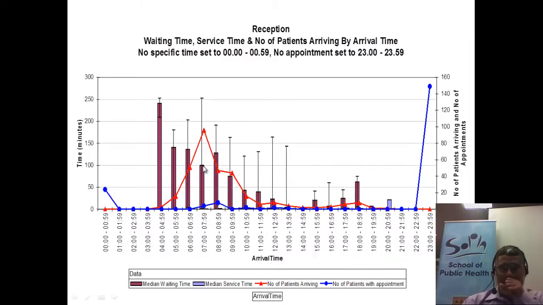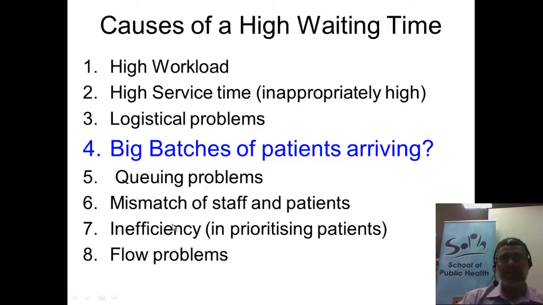So you'll see here the median waiting time was 100 minutes. The median waiting time here was 130 minutes. So if you take this 130 and put it on top of 100, you would get 230. And you can see the bar is sticking out beyond that. So indeed there was a queuing problem for a few patients here.